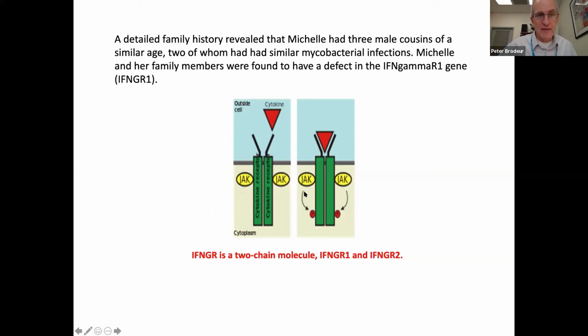So you have to have the cytokine being produced by some cells, and the cells that are activated by that cytokine must express a receptor that the cytokine can bind to and cause signaling within that cell. So Michelle is missing the ability for interferon gamma to activate interferon gamma receptor bearing cells because she doesn't have the receptor. Next slide.